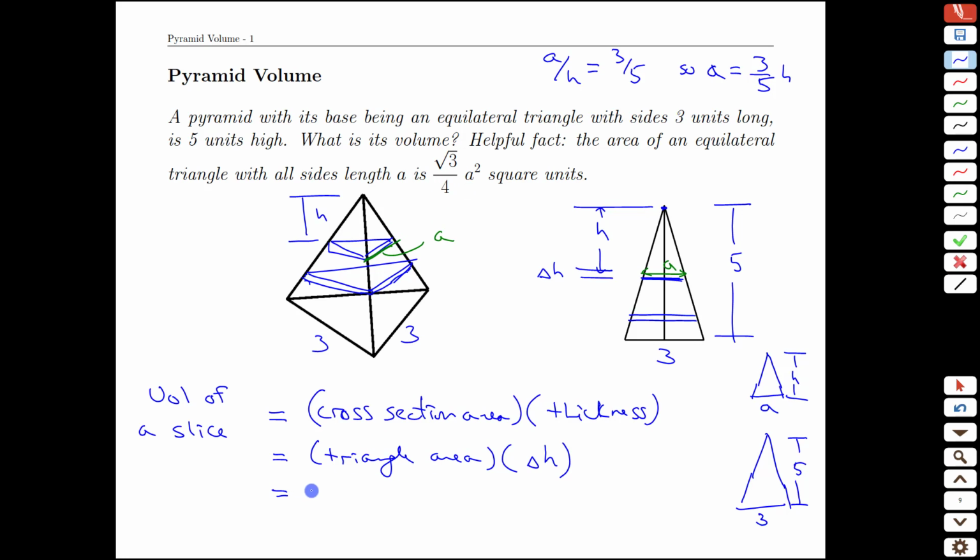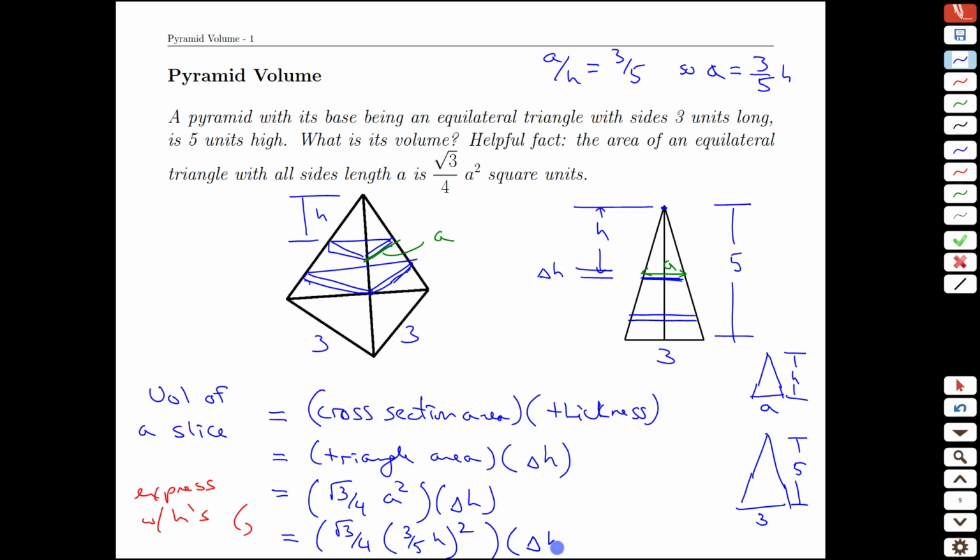If the area is root 3 over 4 a squared, delta h, the problem that we need to resolve is that this is an a, not an h. So we need to turn it into h's. Express with h's only. And we can do that now because our a value, how long each side of this triangle is, is 3/5 of h. So we keep the root 3, we keep the 4, we just expand the a squared to be 3/5 of h, all squared, close bracket, delta h.